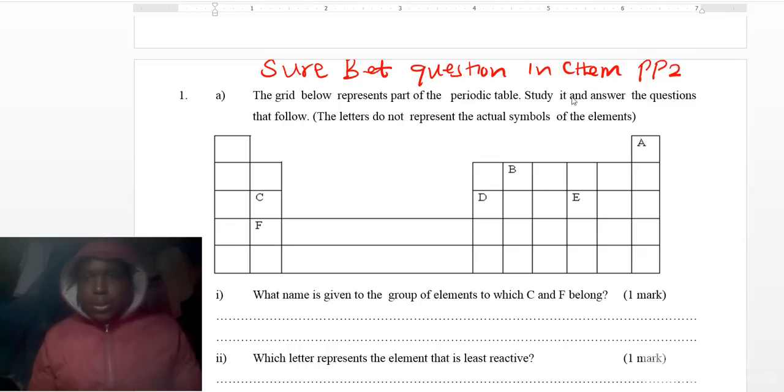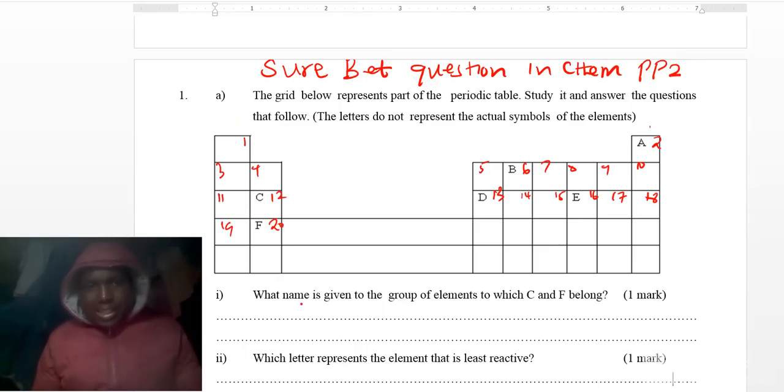So whenever you have this grid here, you need to know how to label this one from number 1 to 20, so it means you must have the first 20 elements overhead. So you should know that this one is hydrogen, that's number 1, number 2, number 3, 4, up to 20. So these are the first 20 elements.